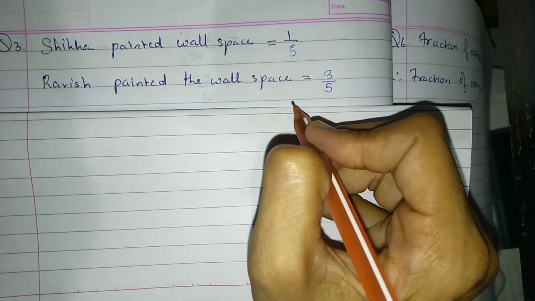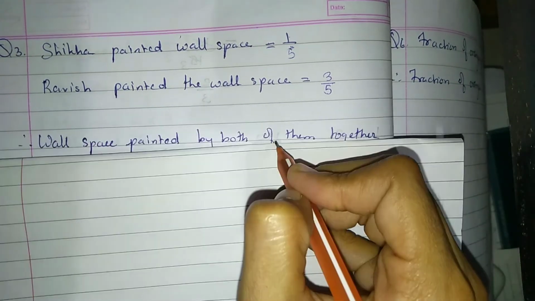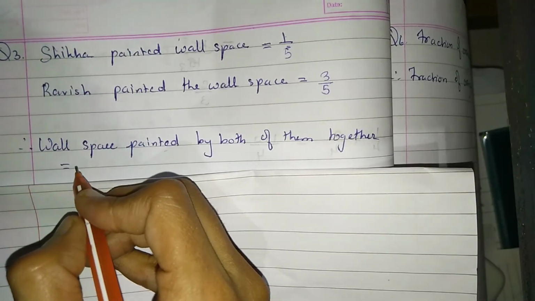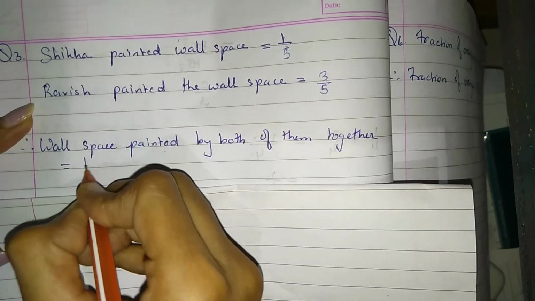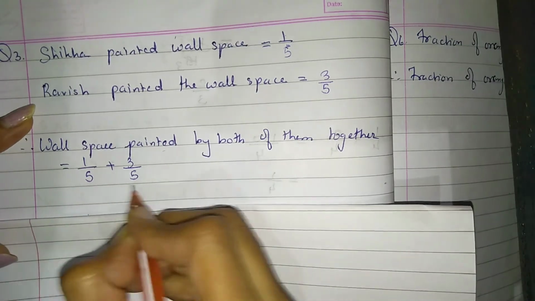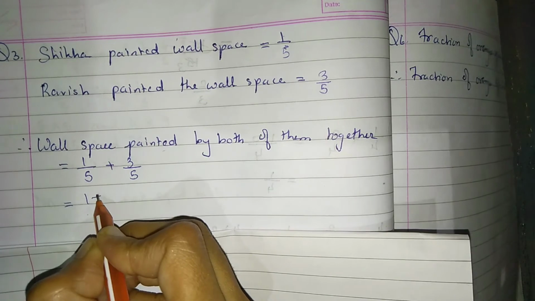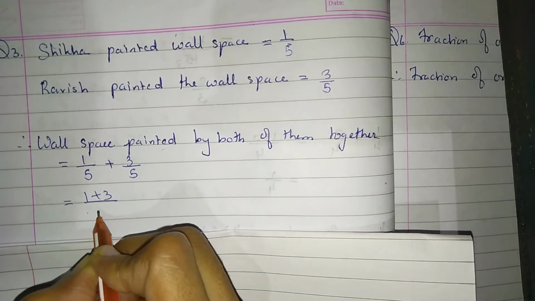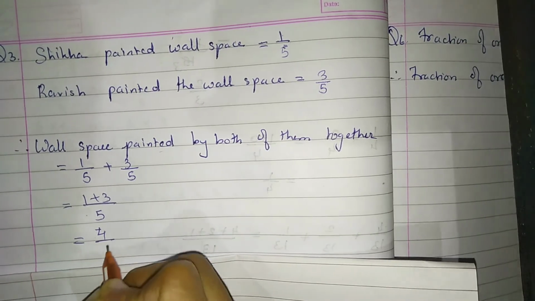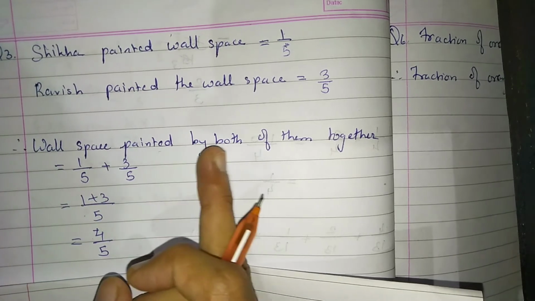Now we have to find how much they painted together. So, wall space painted by both of them, what we have to do? We have to add up both of them. Both fractions we are adding, 1 by 5 and 3 by 5. Both denominators are the same, so we can write 1 plus 3 upon 5, which is equal to 4 upon 5. That is the answer for the wall space painted by both of them.